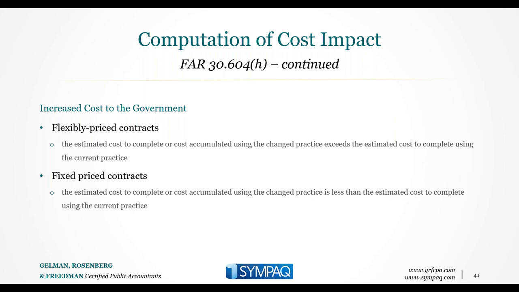On the other hand, for fixed price contracts, the assumption when you made the price was that this is how much it was going to cost. You established a price based upon the estimated cost of that good or service. Now you've changed your cost accounting practice, and the cost of that good or service is going to be less. So the government says, I could have paid a smaller price. Instead, I'm paying increased cost because of this reduction in cost on a fixed price contract. So the estimated cost to complete or cost accrued using the changed practice is less than the estimated cost to complete using the current practice.